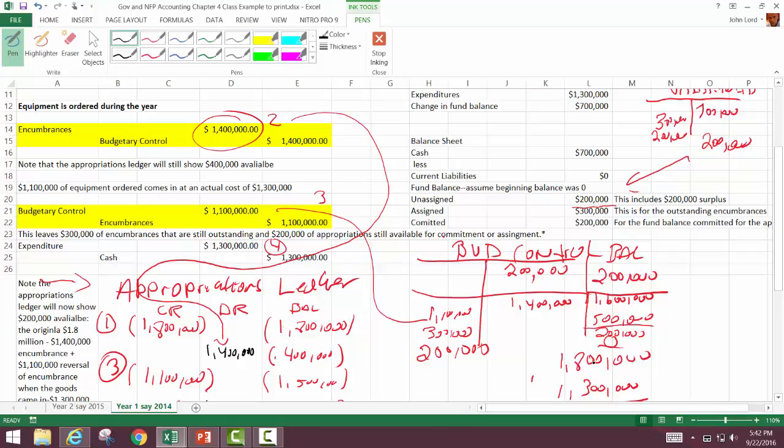So if somebody runs in and says, "Hey, we want to buy something for 600,000," what do we tell them? No, because we don't have the budget authority for it, right? With me so far? Okay, good. Now what happens?